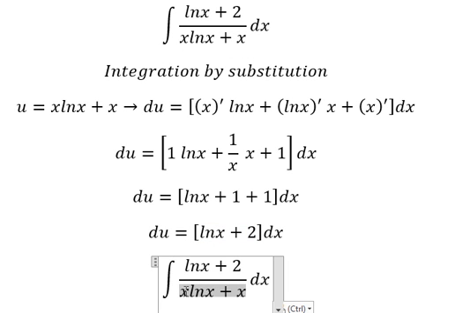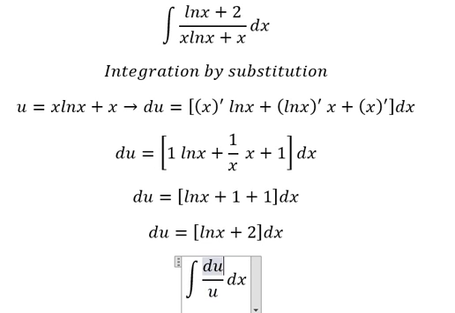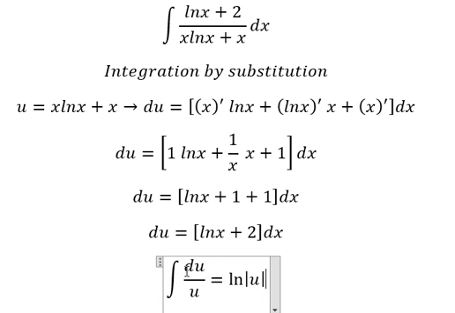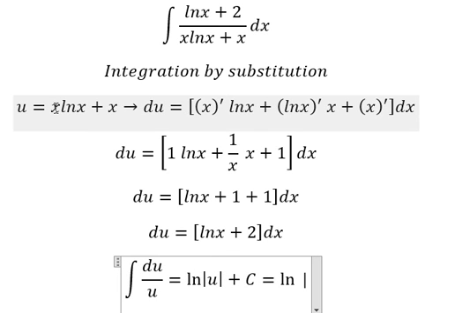This one in here we change for u. This one in here we change for du. The integration of this one, we have ln of the absolute value of u, and we put plus c. u is this one.